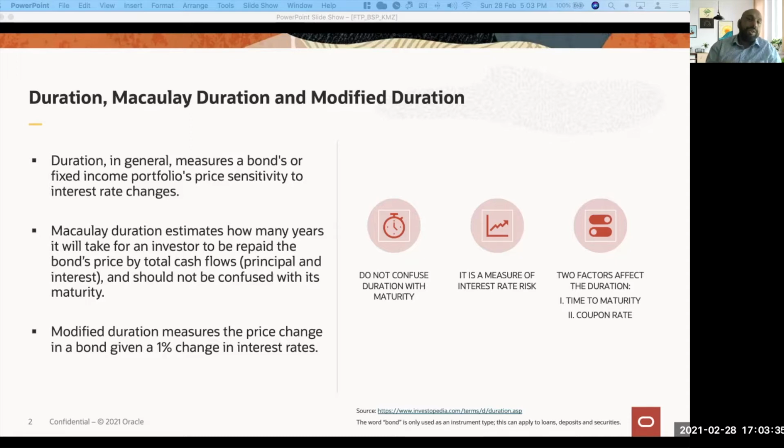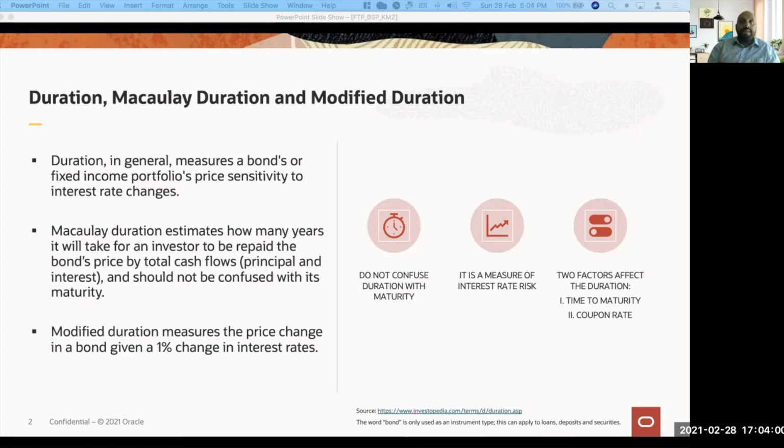Why is duration important? The Macaulay Duration can be understood as the average number of years an investor must maintain a position in the bond until the present value of the bond's cash flows equals the amount paid for the bond. And the Modified Duration tells you how much your bond price will change in percentage terms with a 1% change in interest rates. This is a measure of interest rate risk.